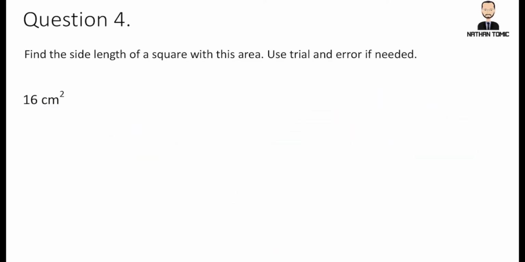Question 4 says to find the length of a square with this particular area, and you can use trial and error if needed. So I always recommend again that if this is a worded problem, you draw a diagram to help you visualize what's going on. The first key word here is that it is a square. So I'm going to draw a square, and I know that the area equals 16 centimetres squared. What I'm looking for is my length and my width, remembering that all of these sides are equal.